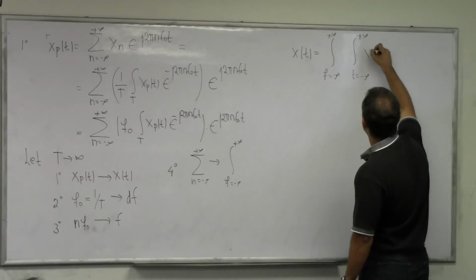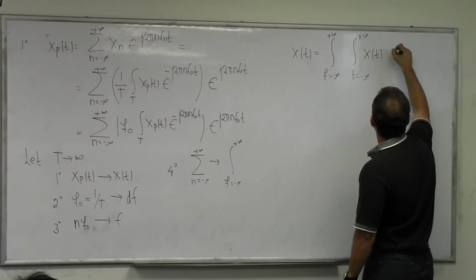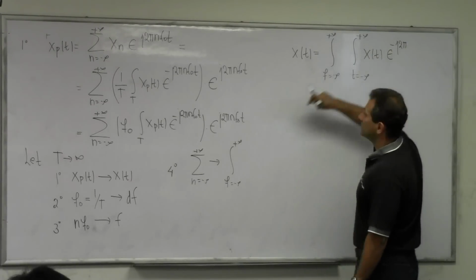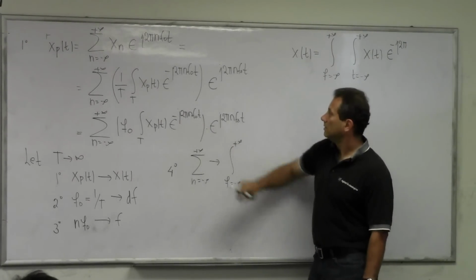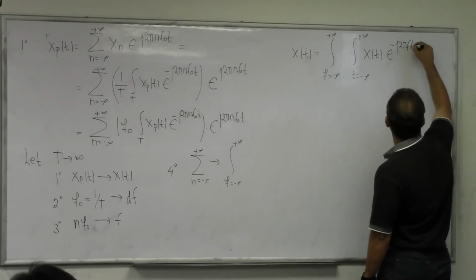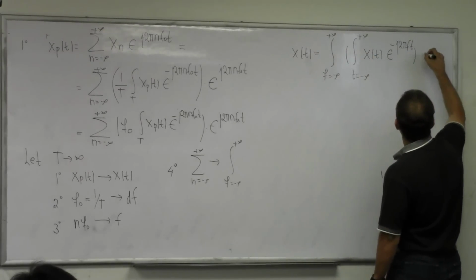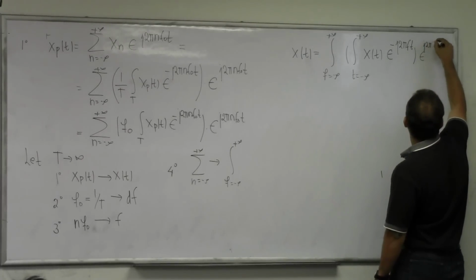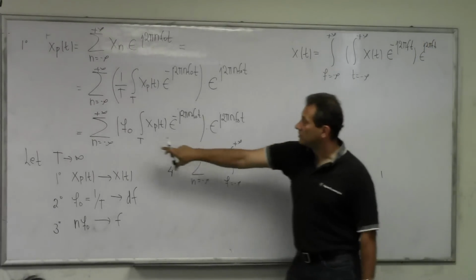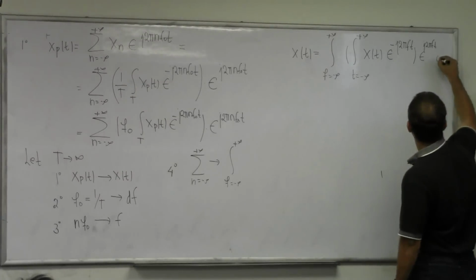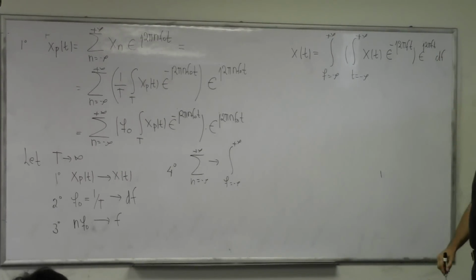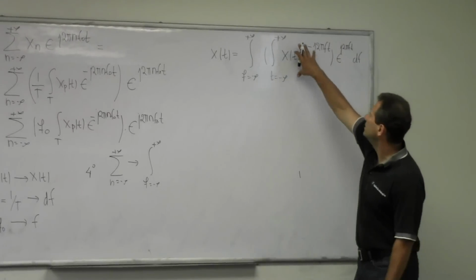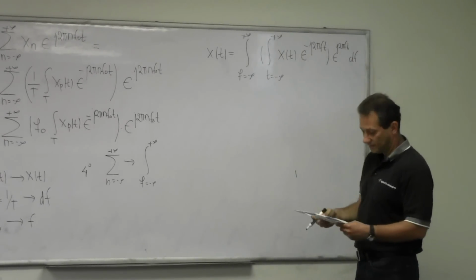And then x_p of t becomes x of t, e to the minus j 2 pi. What happens with this n f0? It becomes f t, okay? Then I have e to the j 2 pi f t, and then this f0 here is essentially df. And when you look at this, you actually see there are two integrals kind of embedded in each other. There's one inside and there's one on the outside.